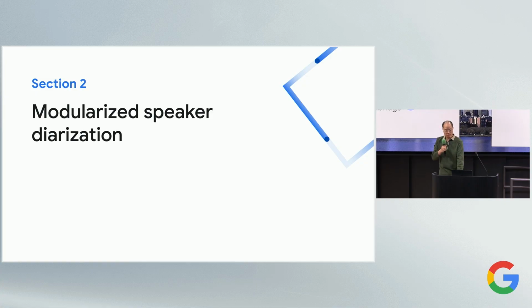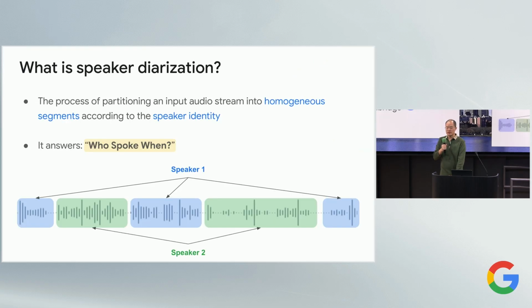So the next part, I want to talk about our first generation of speaker diarization technology at Google, the modularized speaker diarization. Just in case some of today's audience are not very familiar with the concept and the problem of speaker diarization, if you search Wikipedia for what is speaker diarization, you'll find this very standard definition. It is the process of partitioning an input audio stream into homogeneous segments according to the speaker identity. To simplify it, it answers the question, who spoke when?